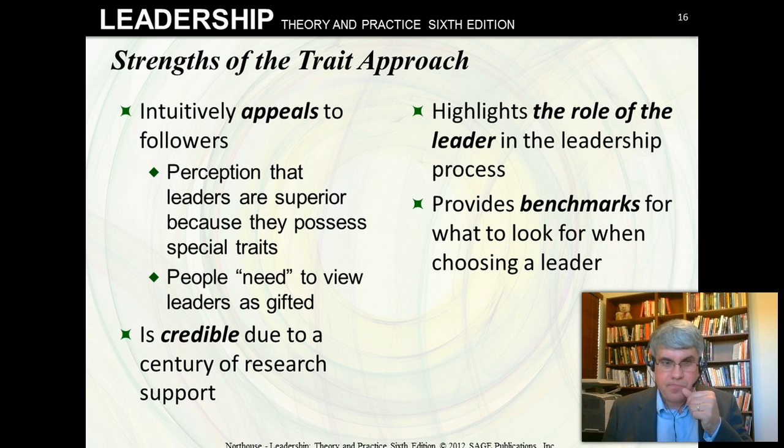Another strength of the trait approach is that for a century we've been doing research on these traits, and it is pretty credible. You can't just use traits to guarantee who will be a really good leader, but we can say that people with these traits are more likely to be good leaders. It highlights the role of the leader in the leadership process. Certainly, the leader should have something to do with the leadership process. And then also it provides benchmarks for what to look for when choosing a leader. We can use the personality and trait assessments for choosing leaders.